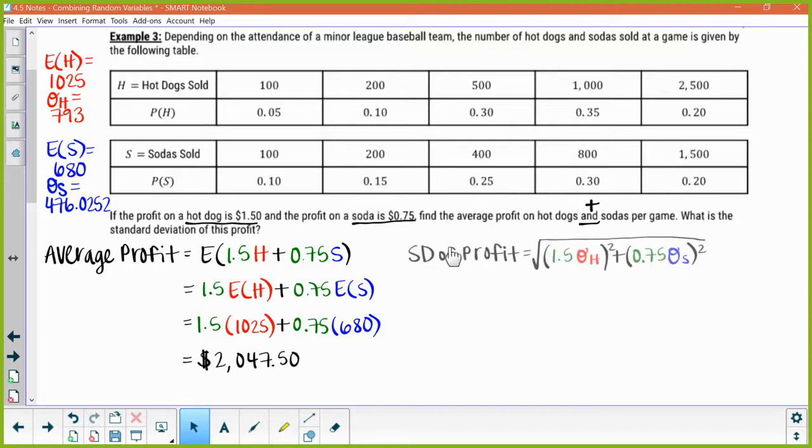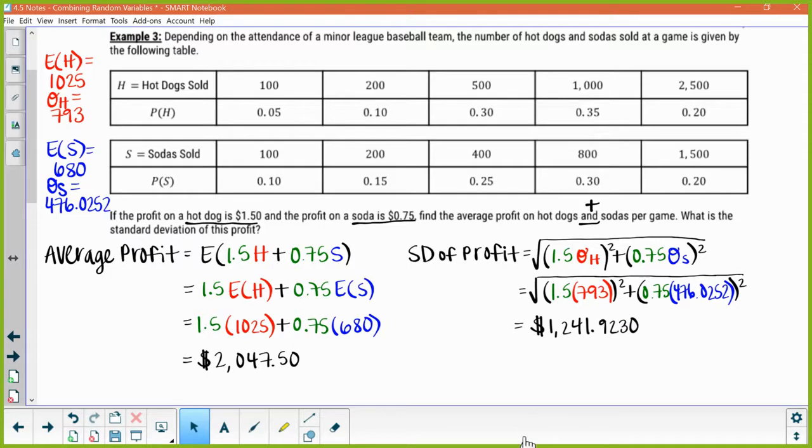Now for standard deviation, all I'm going to do is follow our formula, which says I need to take the square root of... this problem combines both the linear transformation and the combining random variables together. Since multiplication affects standard deviation, 1.5 times our standard deviation of hot dogs squared plus 0.75 times standard deviation of sodas squared. Plug that into my calculator, and that gives me a standard deviation of $1,241.92.